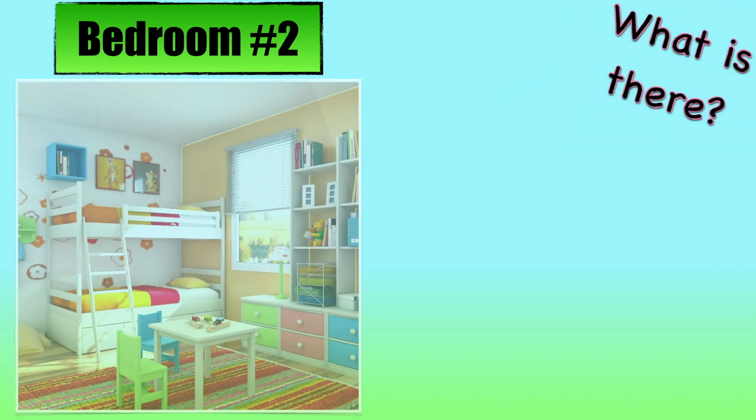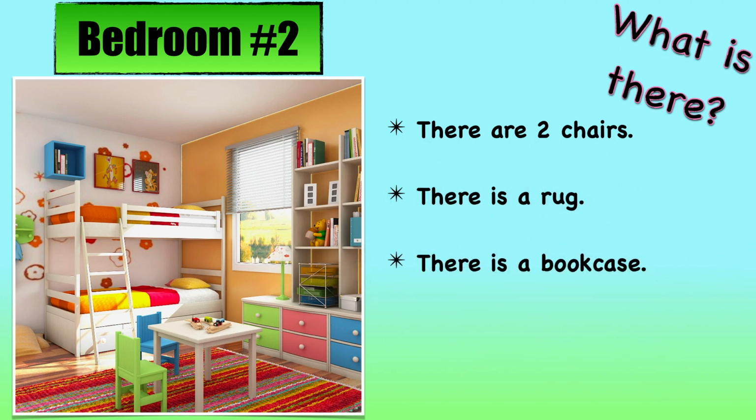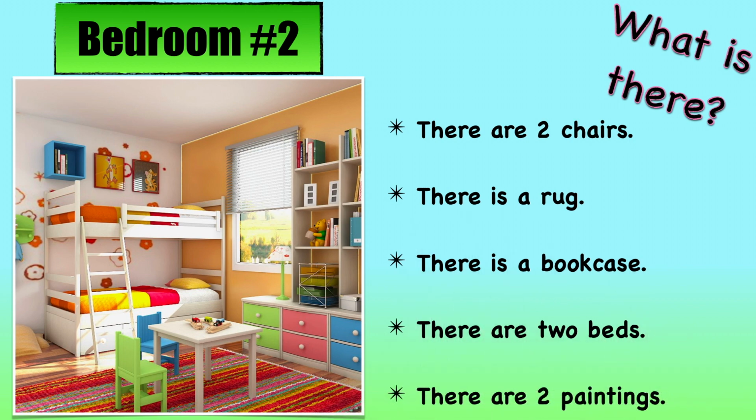Look at the picture. And now tell me what you can see. I'll give you the first one. There are 2 chairs. What else do you see? There is a rug. There is a bookcase. There are 2 beds. And there are 2 paintings. Very good. Let's go to the last bedroom.